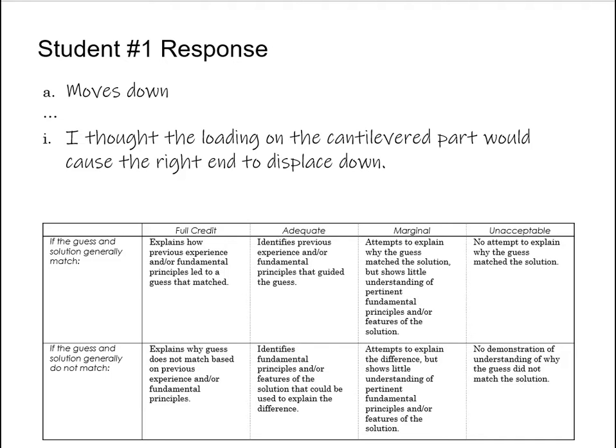This student guessed that the right end would displace down. Full credit for that part, and we'll use the do not match part of the rubric. The student's reflection is, I thought the loading on the cantilevered part would cause the right end to displace down. Thinking about why you make a certain prediction is part of metacognitive reflection. However, the goal of the reflection is to identify why our prediction did not match and to learn from the experience. This response tells us why the student made that prediction, but it doesn't show any understanding of why that prediction did not match the solution. Therefore, this student receives no credit.